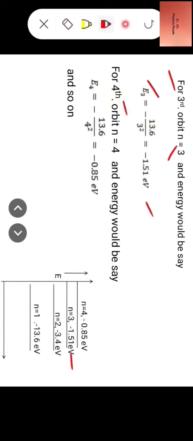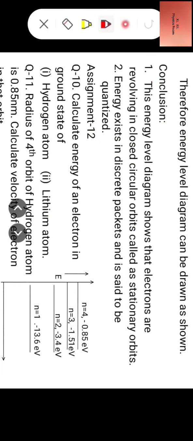Now for fourth orbit, N is equal to 4, and energy would be E4 is equal to minus 13.6 divided by 4 square, or minus 13.6 divided by 16, and it is equal to minus 0.85 electron volt. And here when you look at the diagram, we have shown N equal to 4 and energy is minus 0.85 electron volt, and it is the fourth energy level. And so on, we can calculate energy levels of hydrogen atom. Therefore, energy level diagram of hydrogen atom can be drawn as shown.